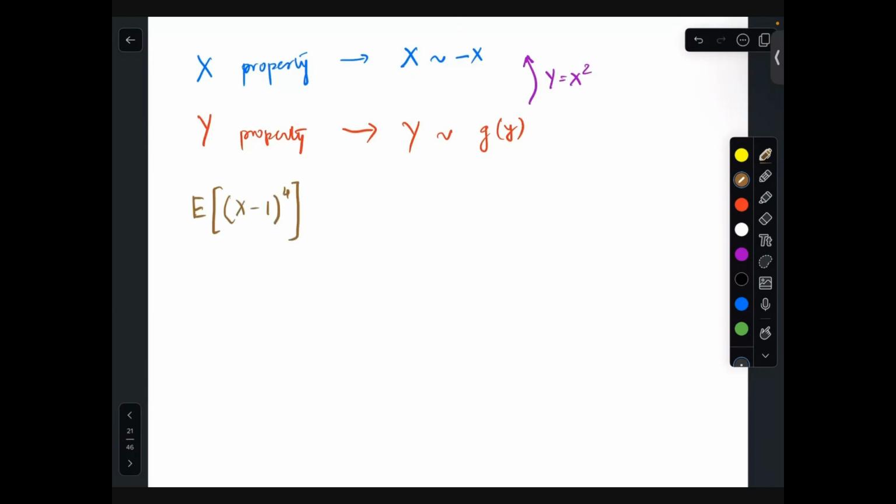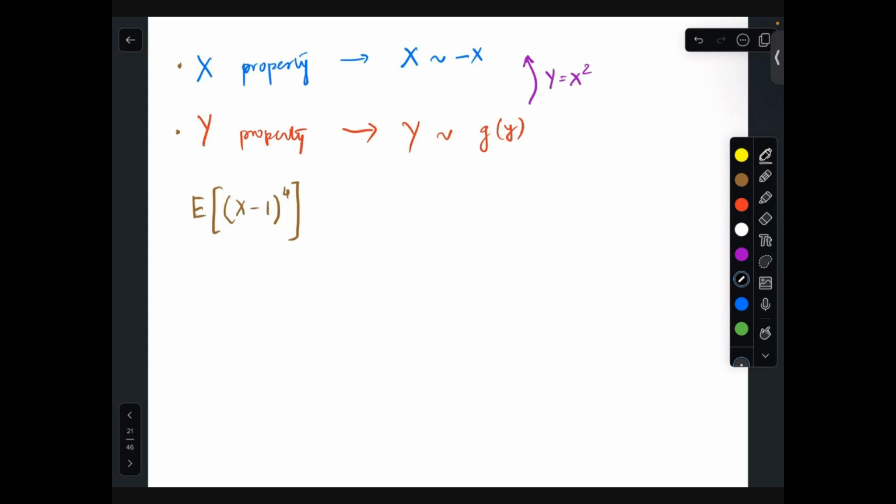So you are given information about x with this symmetry, that x is the same as minus x. Y is following a given distribution, and the relationship of y and x is given. And actually, they're asking you to find the expected value, which is a property of the random variable x. So the natural question is, how do we find this expectation of (x minus 1) to the power 4, translating from x?